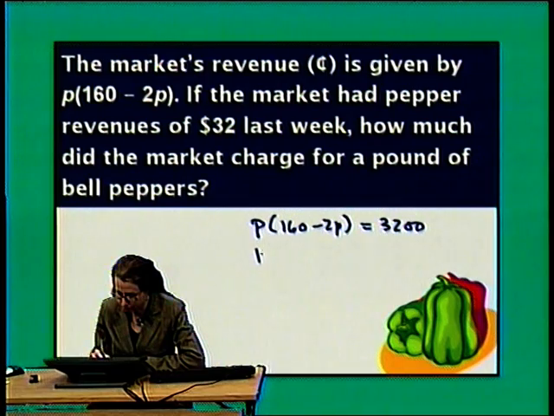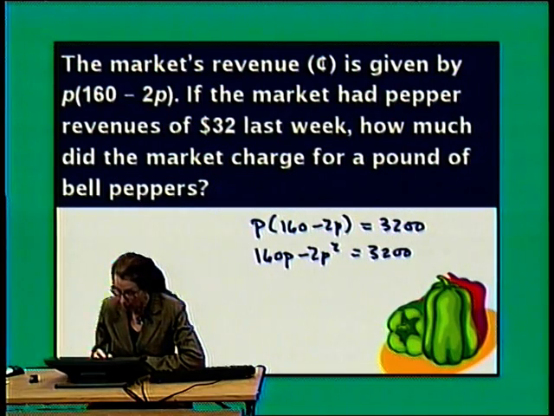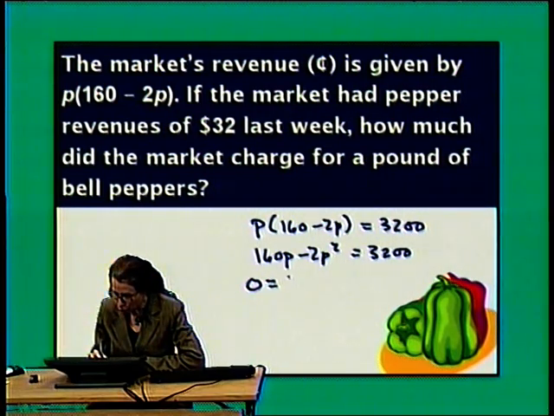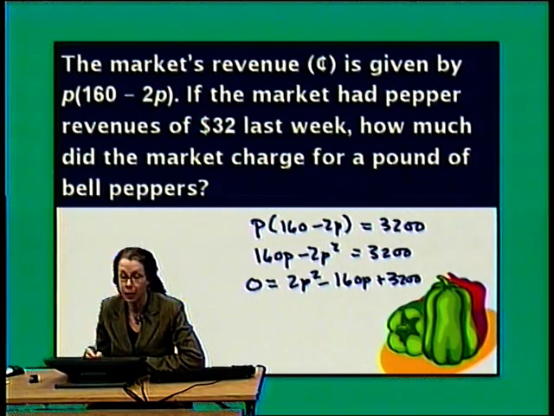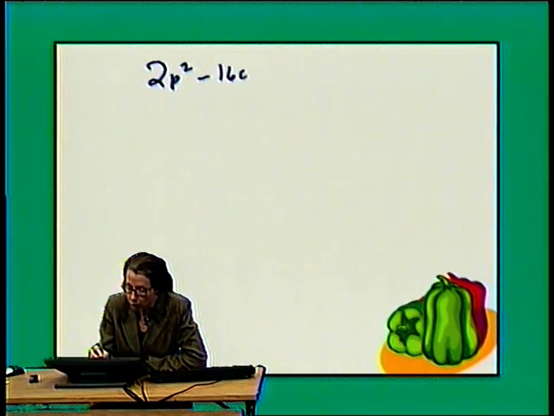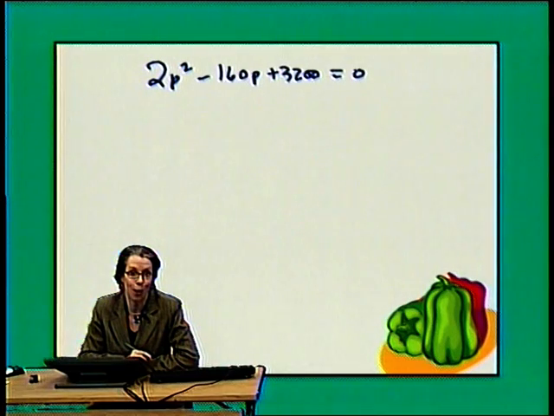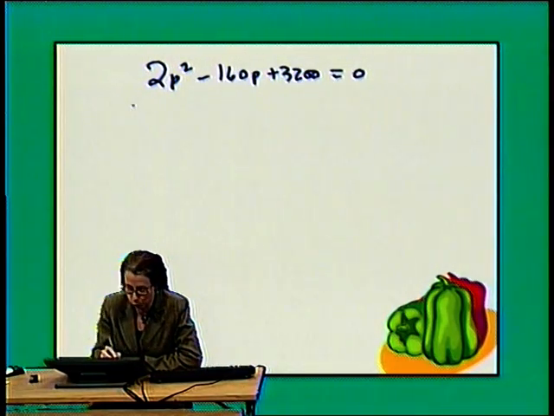So expanding the left side, in this case, I'm going to add 2p squared to both sides and subtract 160p, and that will leave me 2p squared minus 160p plus 3,200 equals 0. This is the equation I'm going to solve to answer the question. Fortunately, all three terms on the left side have even coefficients, so I'm going to start by factoring out a 2.